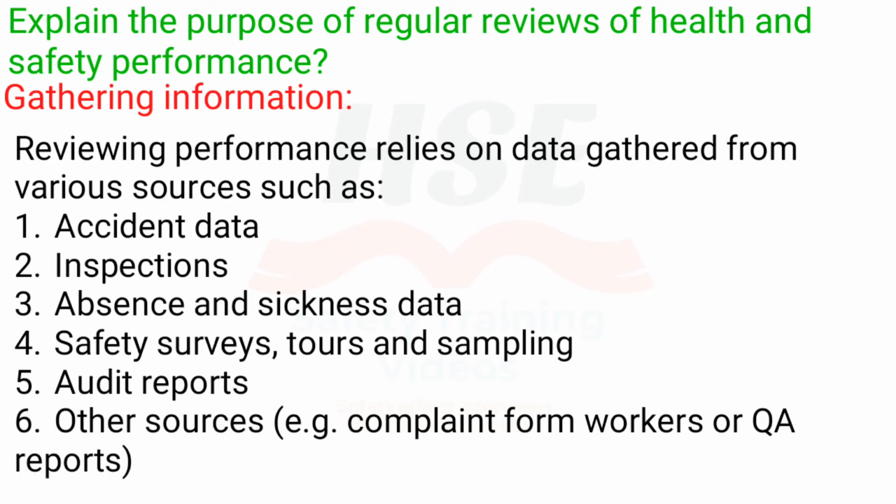Gathering information. Reviewing performance relies on data gathered from various sources such as 1. Accident data. 2. Inspections. 3. Absence and sickness data. 4. Safety surveys, tours and sampling. 5. Audit reports. 6. Other sources, for example complaints from workers or QA reports.